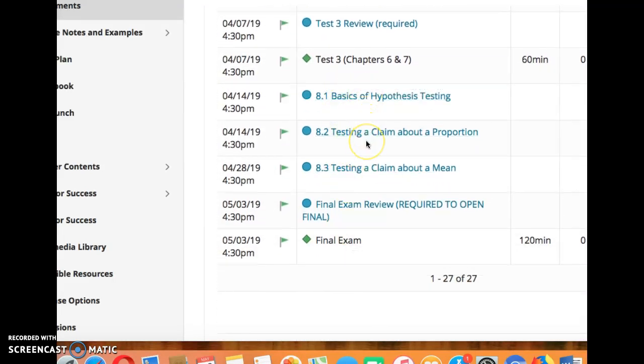Then this entire course is building up to the last thing we cover in Chapter 8, which is hypothesis testing. We start off with the basics of it. Then we move into actually testing a proportion and a claim about a mean. And lastly, the most important part of the course is the final exam, which covers all the content learned throughout the course, starting in Chapter 1, going all the way up to Chapter 8.